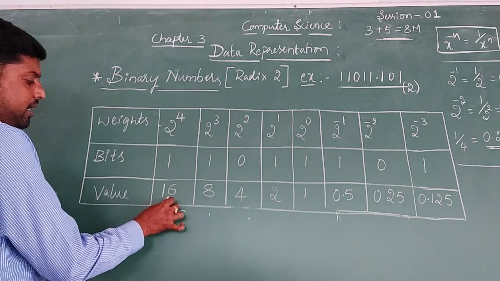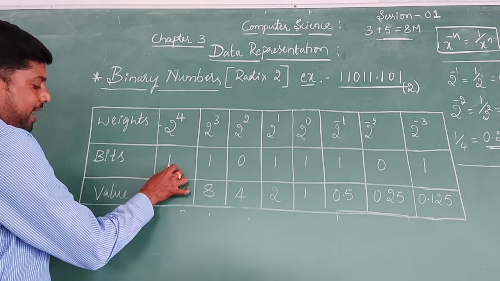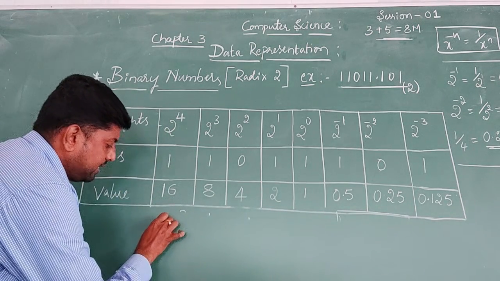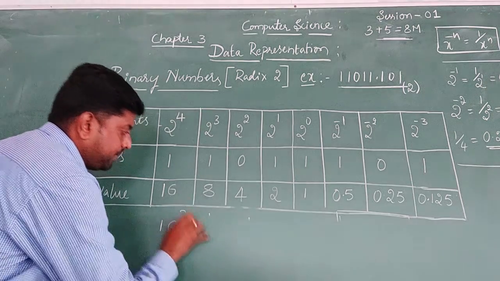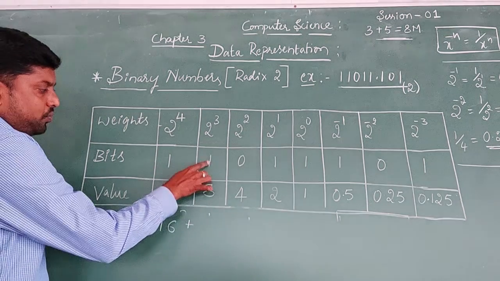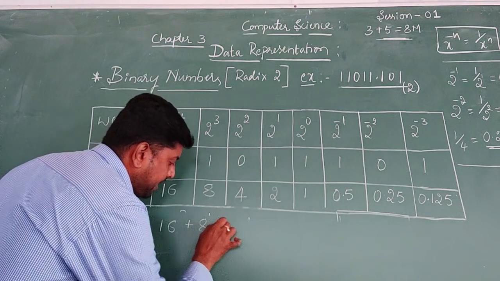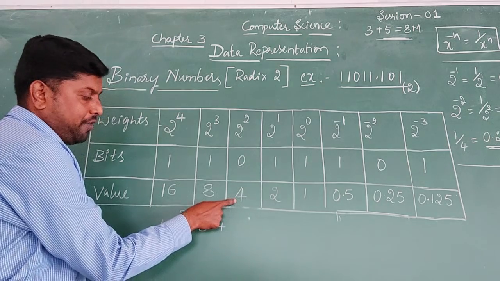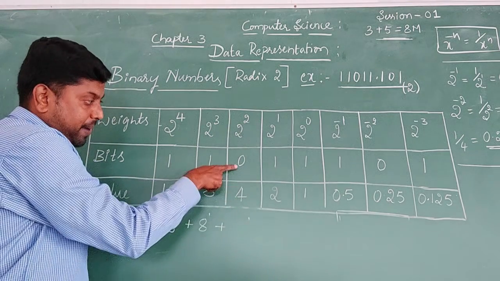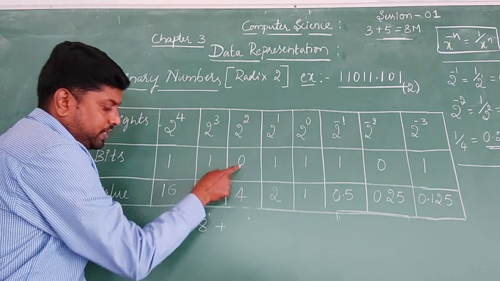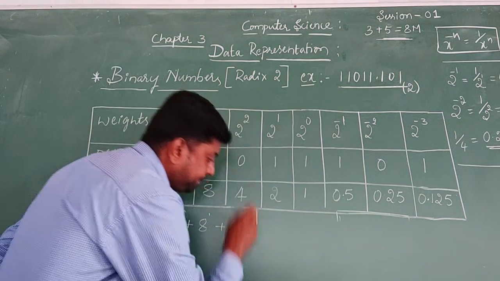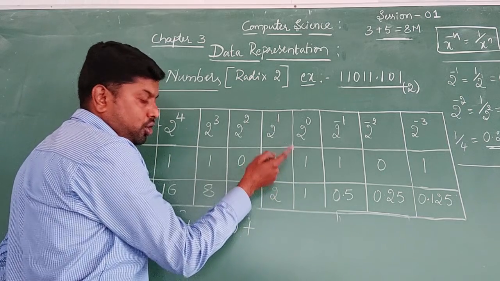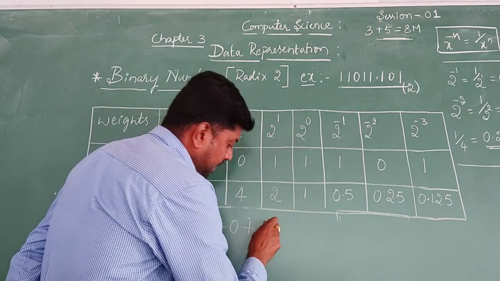See here, 16 into 1, the value of this particular binary position is 16. So 1 is there, then the value is 16 plus. Then what is the value of this one? 8 into 1, that is 8 plus 4 into 0. Here the place value is 4, 2 to the power of 2 means 4, but the binary digit is 0. Multiply 4 into 0, that is 0 only. Like that, 2 to the power of 1, the value is 2. 1 into 2, so that is 2 only.